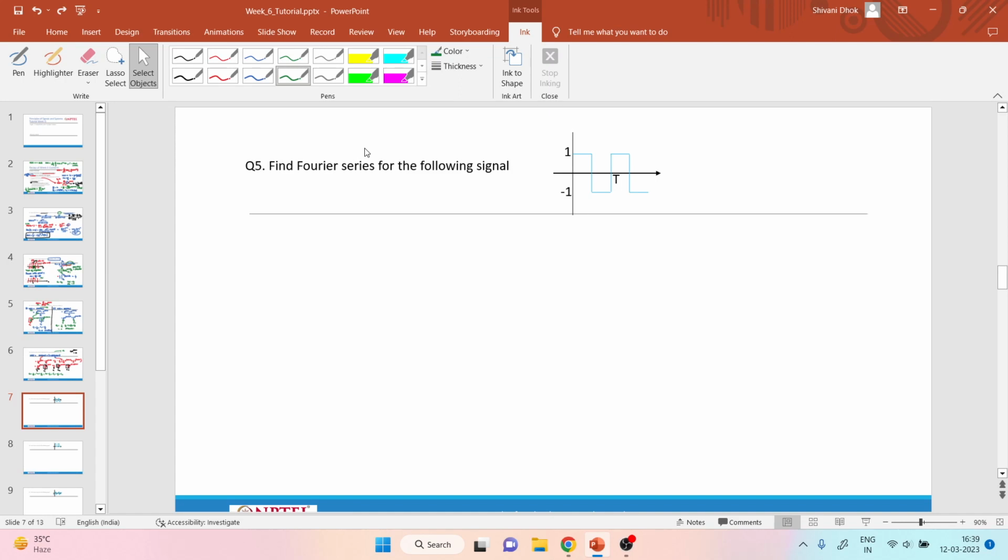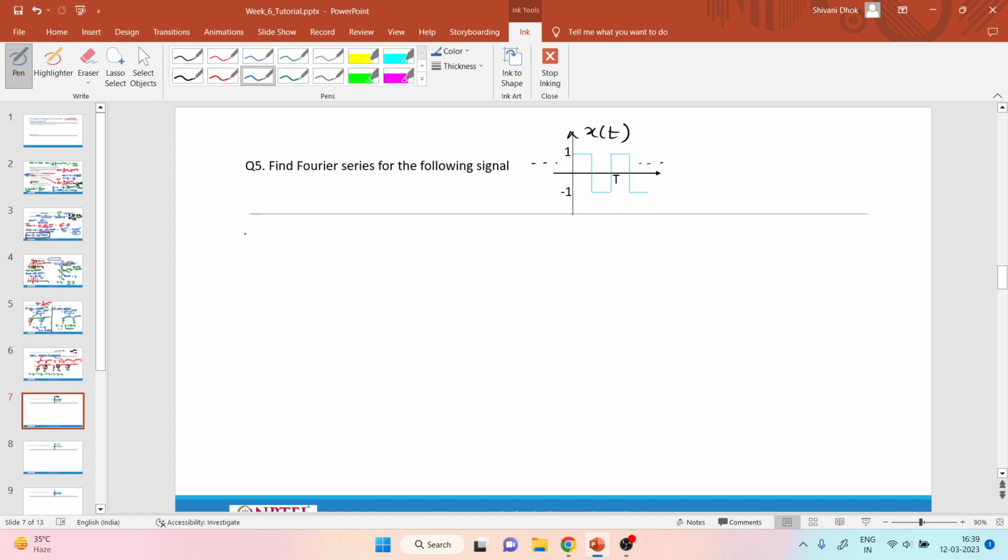So in this question, we are given a signal which is something like this. Basically it is a rectangular wave, a square wave, which goes something like this, and it is extending from minus infinity to infinity. So this is my x of t, and we need to find the Fourier series coefficients for this.